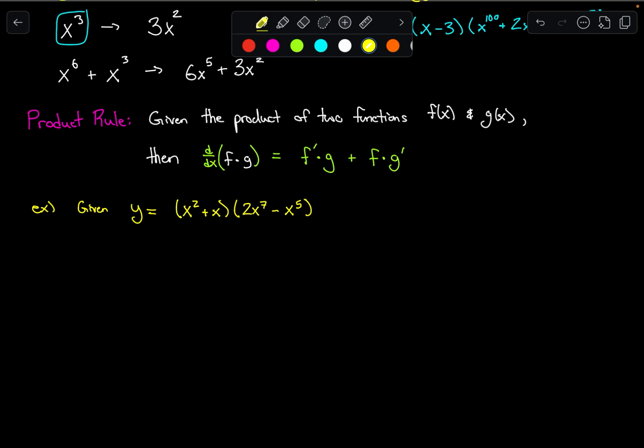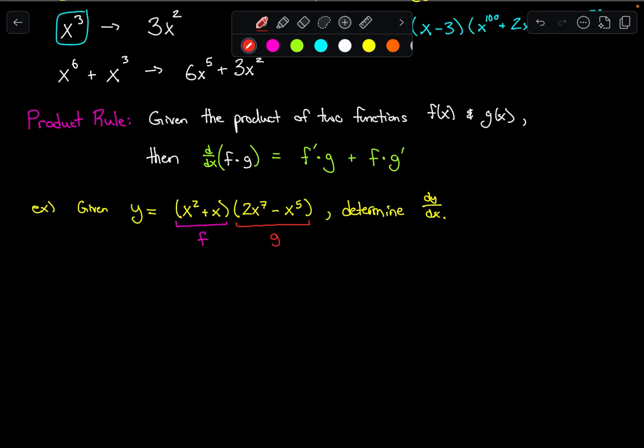Let's do this. Let's determine dy/dx. A good strategy for this is to pick which of these functions you want to be your f and which you want to be your g. So, for example, let's underline this one and call this my f of x, and let's underline this next one to be my g of x function.